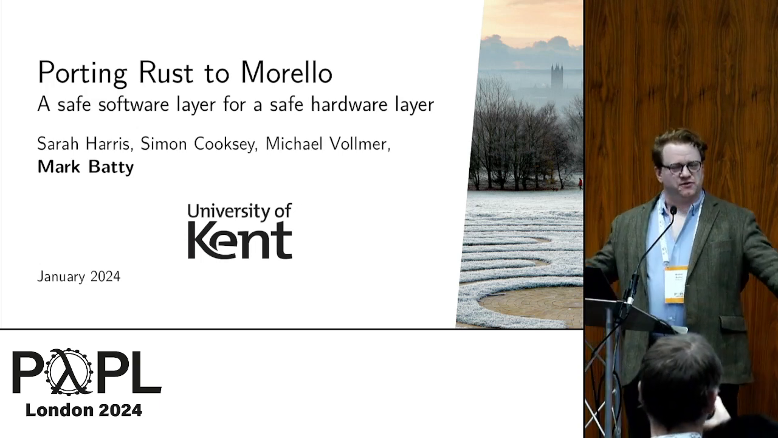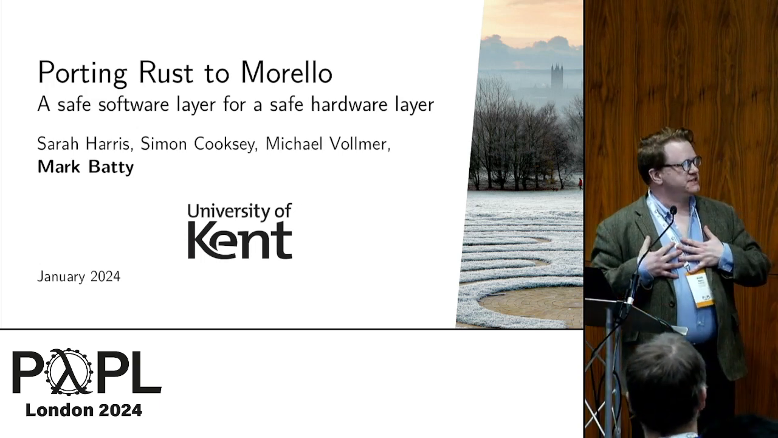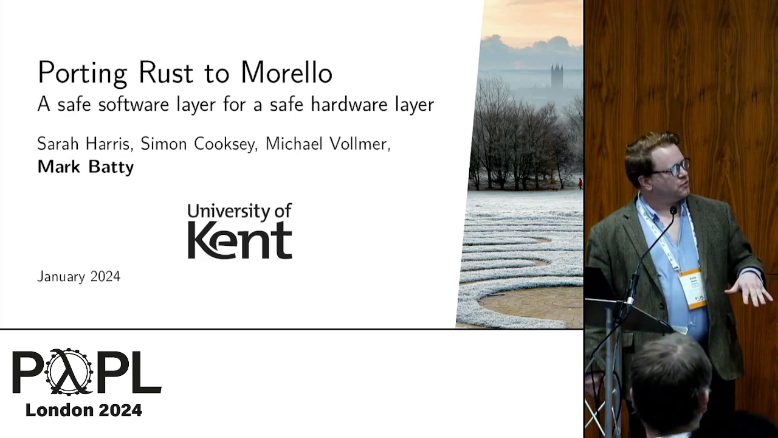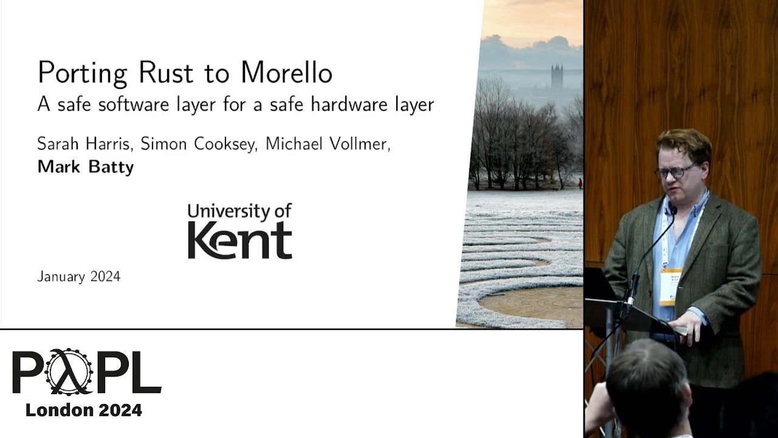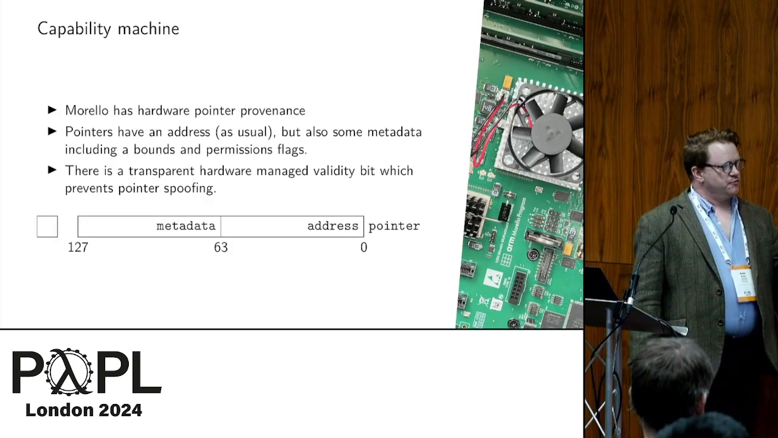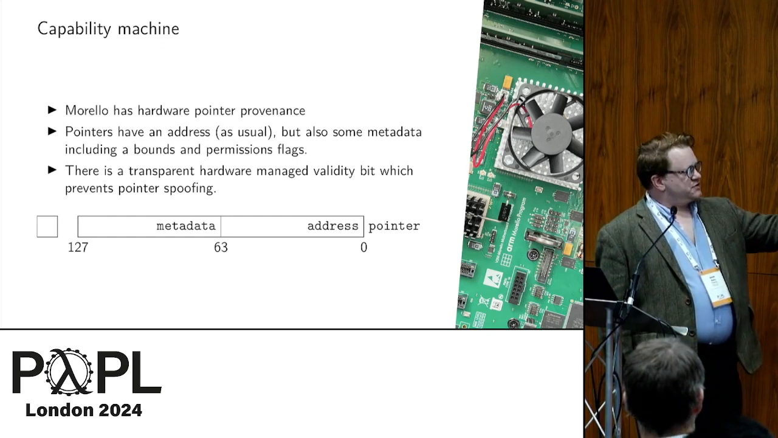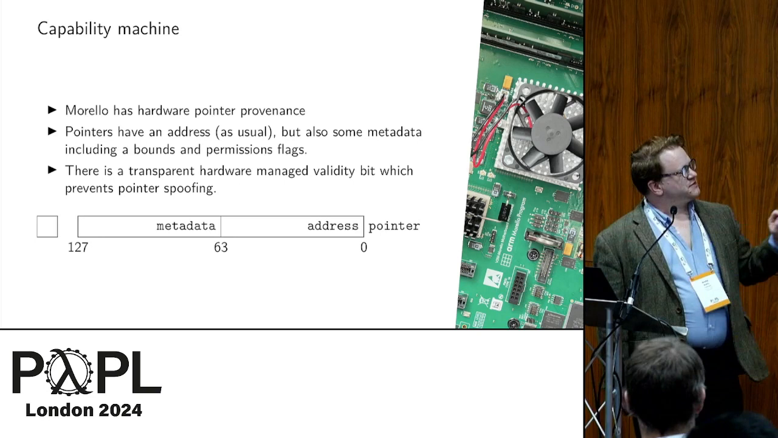So I'm going to talk about a little bit of implementation work, which is not what we usually have done in the past, that we're doing at work at Kent. We ported Rust to Morello, and we got quite far by this point. So everybody knows the shape of pointers in Morello, but I'll just reiterate it. You've got your lower 64 bits and your upper 64 bits and your validity bit.